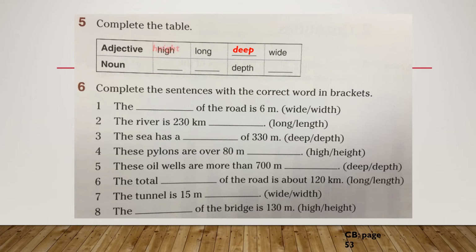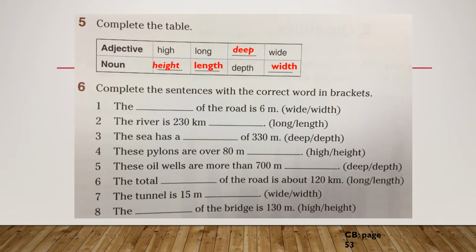Deep, height, length, and finally width. High becomes height or vice versa. The same with long and length. Deep, depth, wide, width.